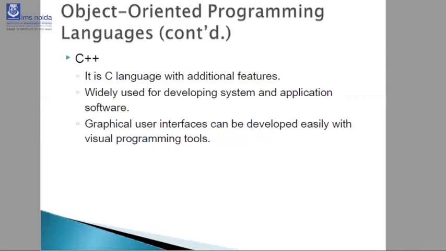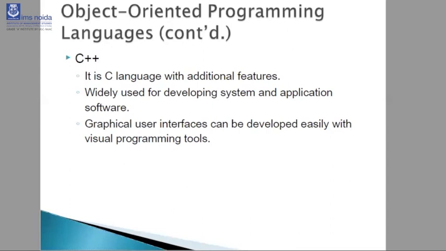C++ is basically the extension of C. It is the C language with additional features. So whatever is in C automatically comes in C++, and some additional features have been added on in C++. It is widely used for developing system and application software, and graphical user interfaces can be developed easily with the usual programming tools.